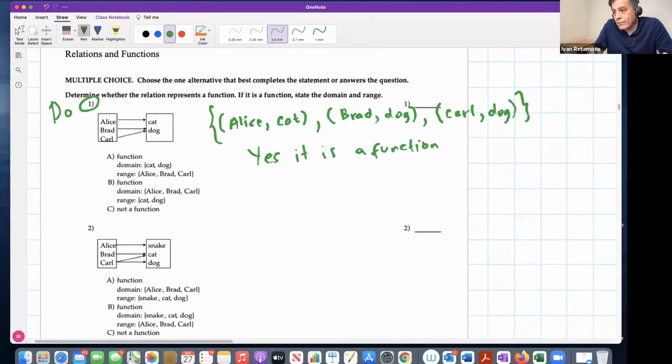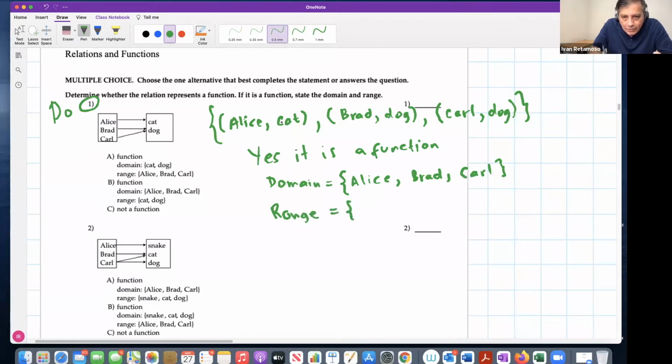And since it is a function, we can, of course, determine the domain and the range of this function, right? Domain should be the set of the first components, Alice, Brad, and Carl. And the range should be the set of all second components, right? Cat, dog. Remember, we don't write dog twice, just once, right? Cat and dog. And that matches with B. Excellent, excellent, guys. Very good.